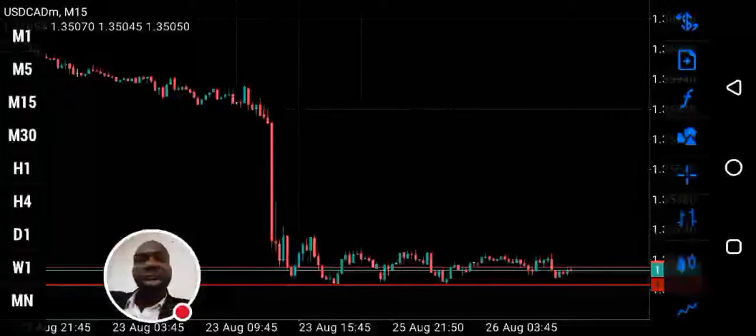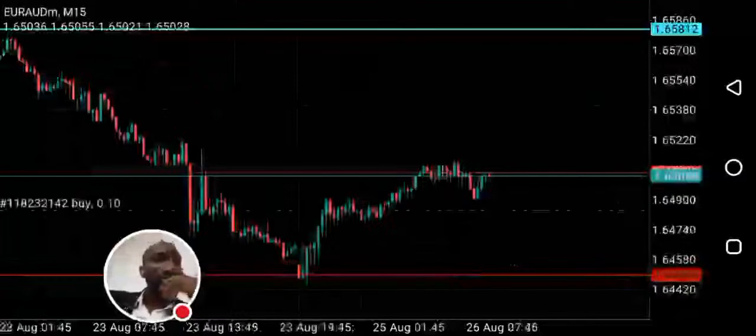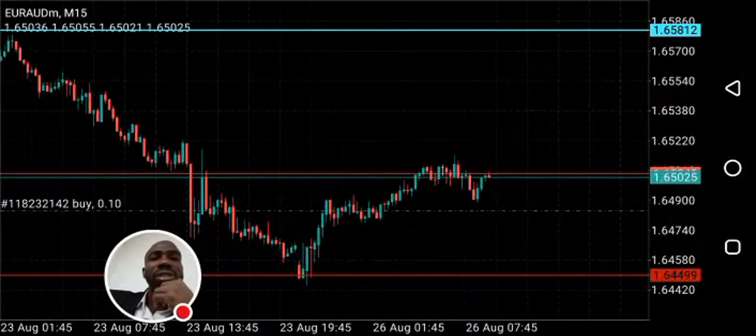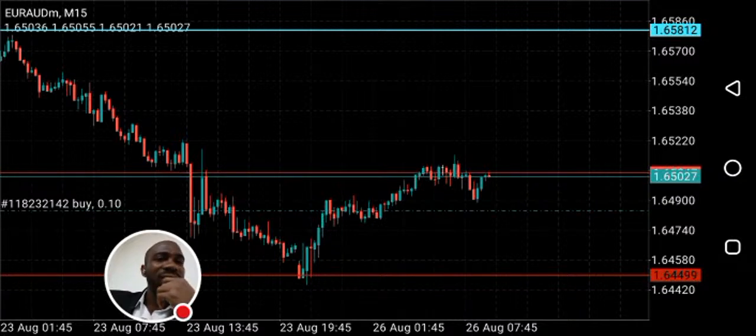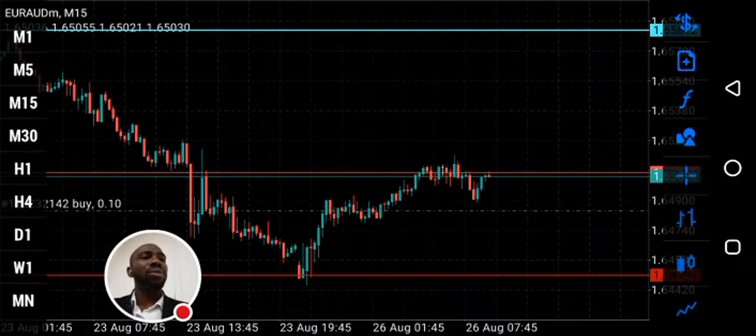Which other pair do you want me to analyze? Let me know. Let's look at Euro Aussie. I took a trade on Euro Aussie. Okay, I'm buying Euro Aussie at the moment. I'm bullish on Euro Aussie. You can see the trade on Euro Aussie. This is my first TP on Euro Aussie.